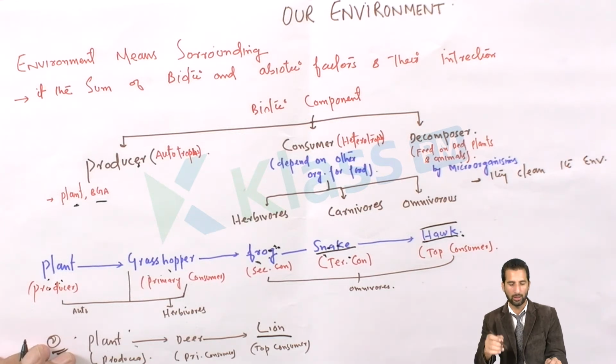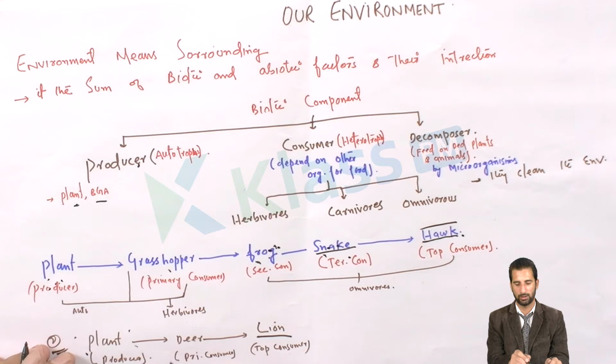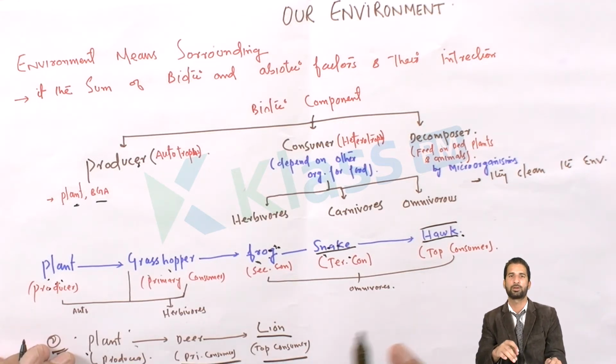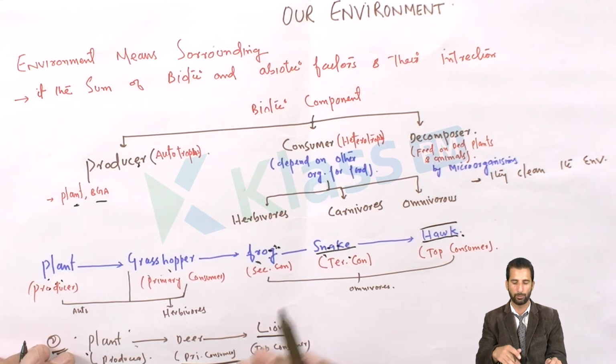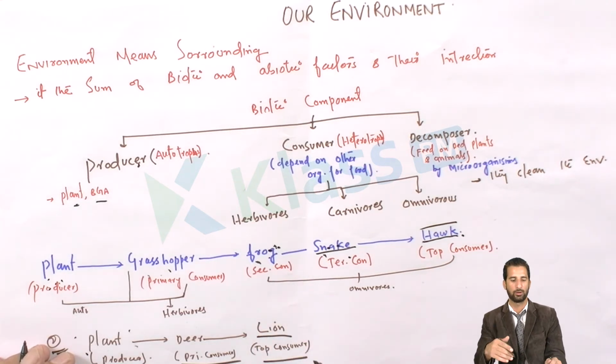So the lion eats the deer, and the deer eats the producers. They depend upon the producers, they depend upon the plants. So in the case of animals, when animals are involved in the food chain, mostly the food chain is short compared to the lower organisms, the lower animals. These are the higher animals, these are the lower animals.